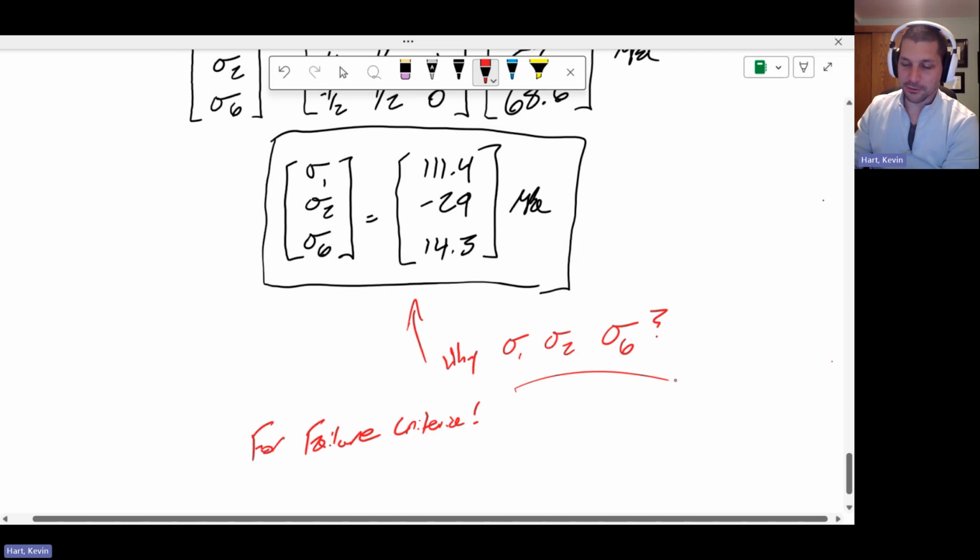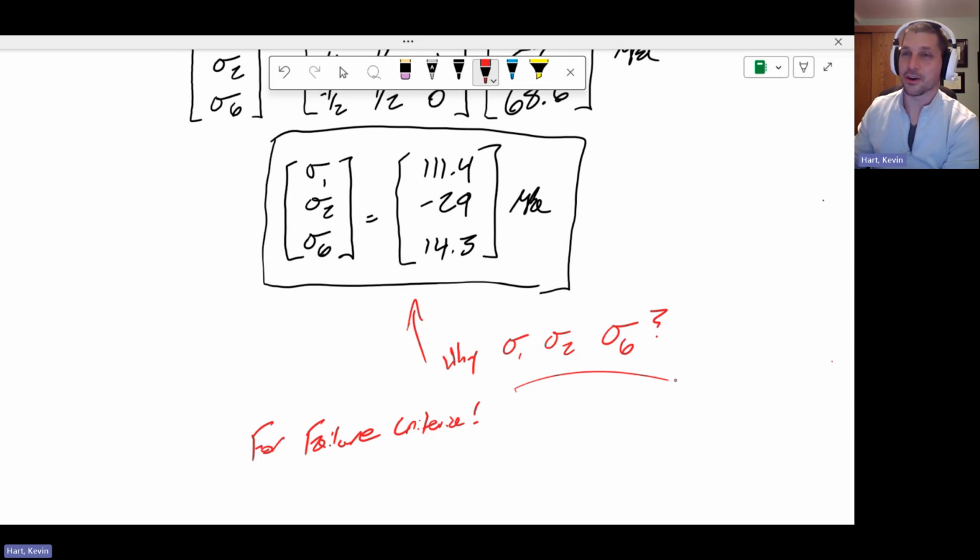So the first step in analyzing whether a composite is going to fail is understanding what the stresses are in the one direction, the fiber direction, the two direction, the direction across the fibers, and then the shear stress that's applied. So you have to be able to analyze the stress state from one coordinate system, XYZ, into material coordinates 1, 2, 3, so that you can understand if that particular material is going to fail once we get to failure criteria. Okay, so that's going to be it.